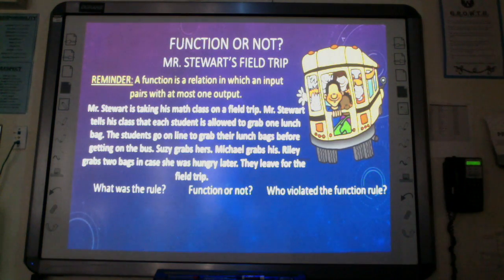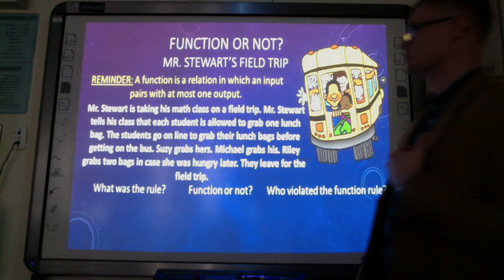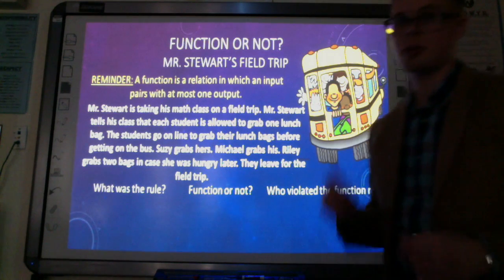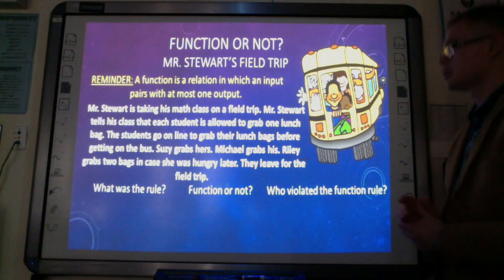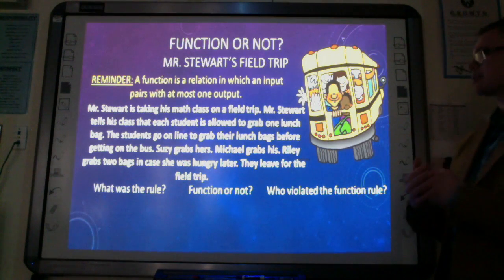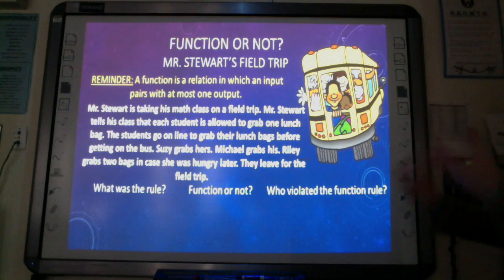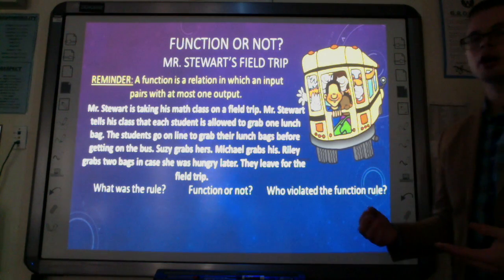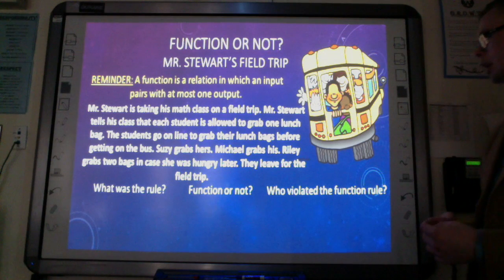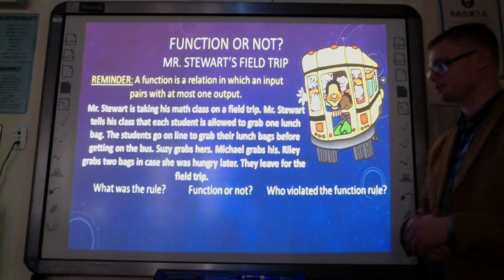Mr. Stewart has taken this class on a field trip. I tell my class that each student is allowed to grab one lunch bag, okay? The students go online to grab their lunch bags before getting on the bus, okay? So Susie grabs hers, Michael grabs his. Riley's pretty hungry, so she grabs 2, okay? They leave for the field trip.